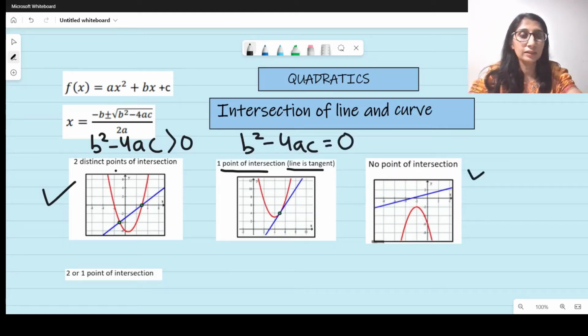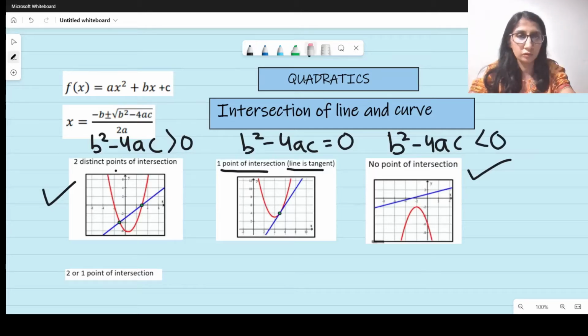And in the third case, there's no intersection between the line and the curve. That means there's no solution. And like already discussed, that happens when the discriminant is less than 0.